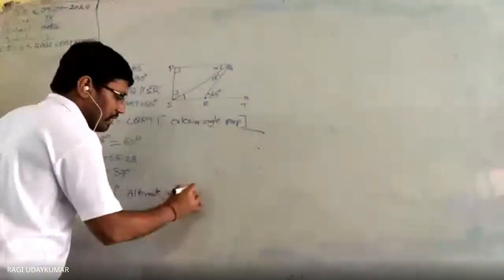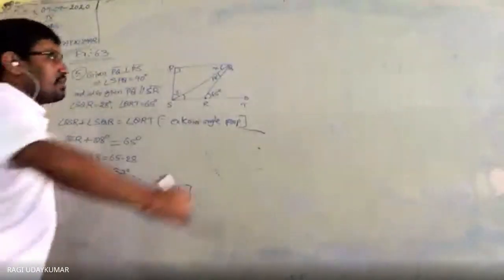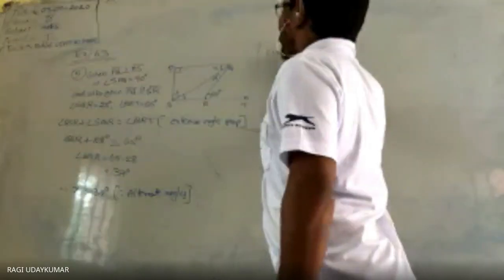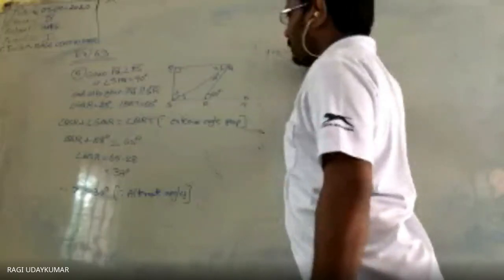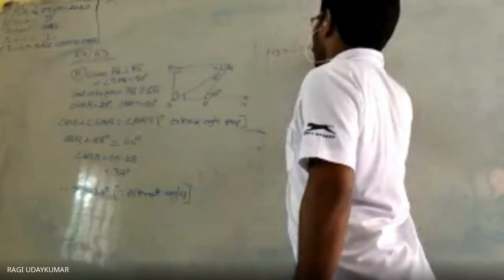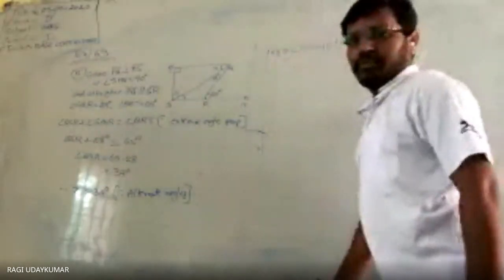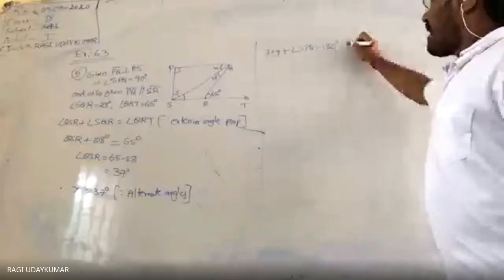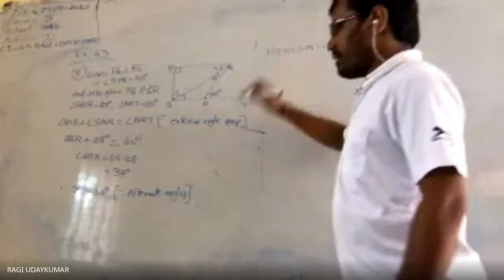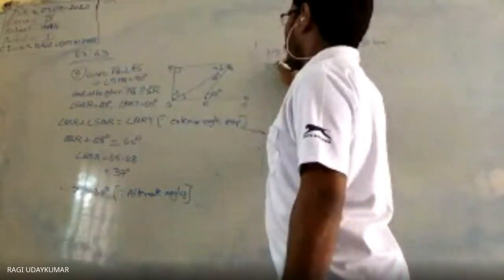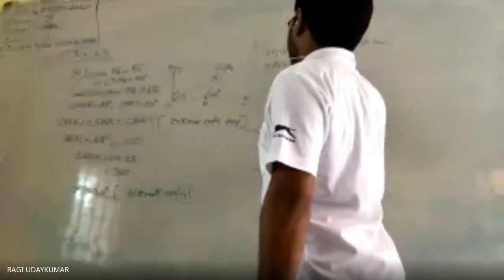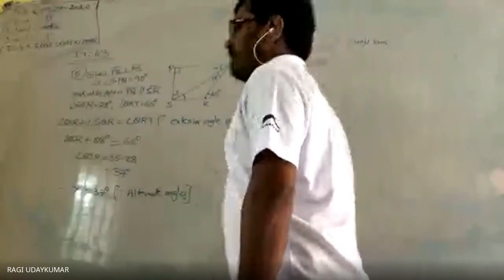And also x plus y plus angle SPQ is equal to 180 degrees, because of the angle sum property. So x we found is 37 degrees. 37 plus y plus SPQ, which is 90 degrees, is equal to 180 degrees.